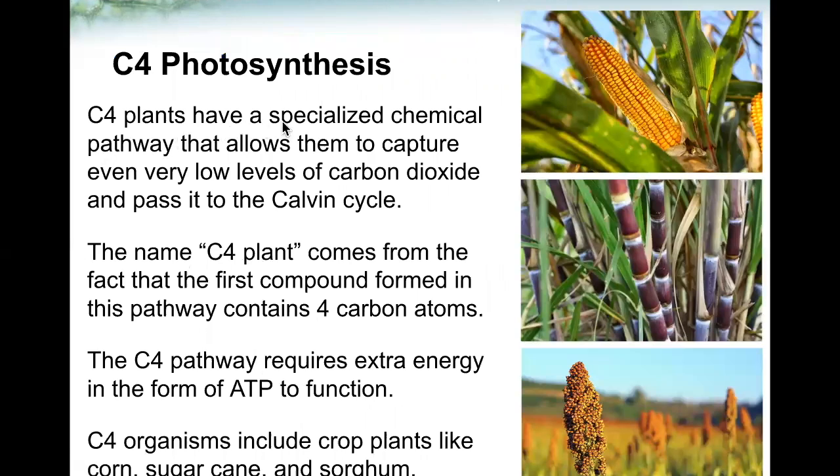C4 plants have a specialized chemical pathway that allows them to capture even low levels of carbon dioxide and pass it to the Calvin cycle. The name C4 plant comes from the fact that the first compound formed in this pathway contains 4 carbon atoms. The C4 pathway requires extra energy in the form of ATP to function. The C4 organisms include plant crops like corn and sugar cane and sorghum.